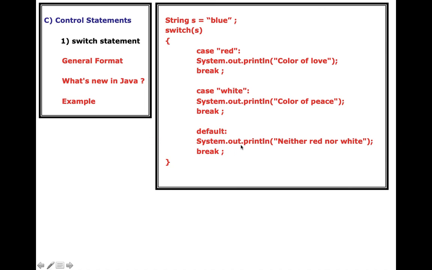So tell me what will be the output of this entire segment? It will be this thing, neither red nor white. I'm sure you understood this. Okay. All right. Now let's talk about one tricky concept over here, and that concept is called fall through mechanism. I repeat, fall through mechanism. Okay. Now what is this fall through mechanism? Be attentive, it is interesting.